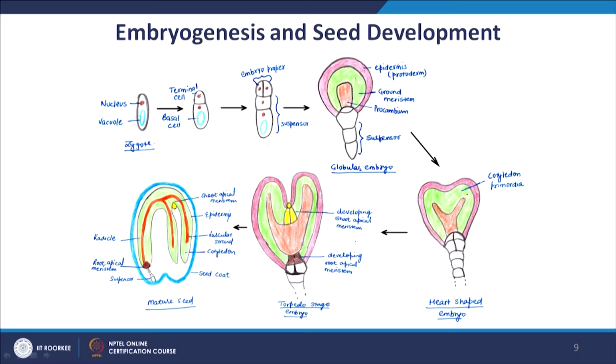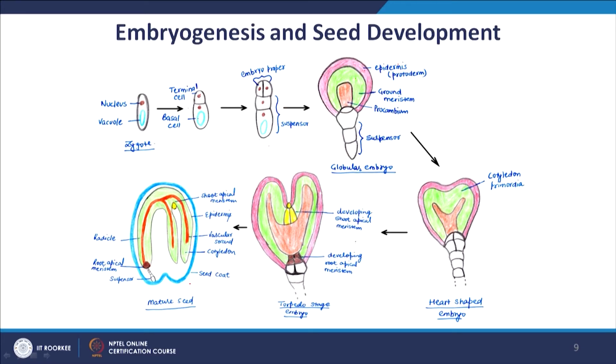Then the next thing that happens, cotyledon primordia initiate, and this results in a change of the shape of the embryo. Now it becomes heart shaped, and further this heart shape gets converted into the torpedo stage embryo, and this is the stage around which the shoot apical meristem and root apical meristem are positioned. Shoot apical meristems are positioned at the apical site and root apical meristems are positioned at the basal site.